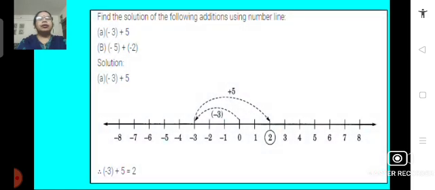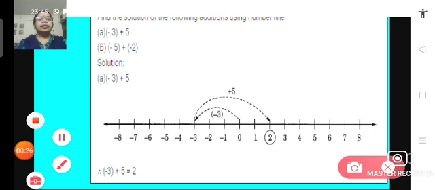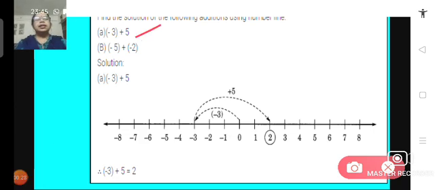So let's see what is the first problem. Find the solution of the following additions using a number line. So we have to add the given integers using a number line. So first one is negative 3 plus positive 5.